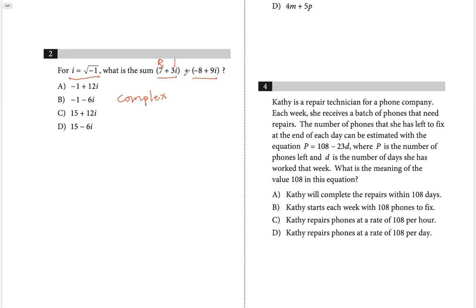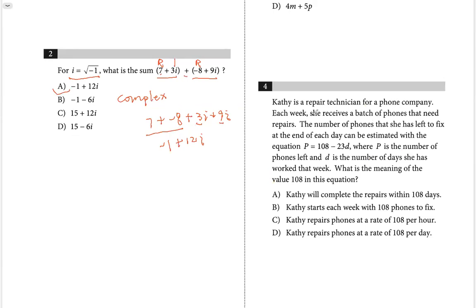So when we add those two numbers, we add the real with real, and the imaginary part with the imaginary part. So here we have 7 plus -8 in the real part. And then 3i plus 9i in the imaginary part, right? 7 plus -8, that's -1. Then 3 plus 9, that's 12. So we get -1 plus 12i. So which is 8.